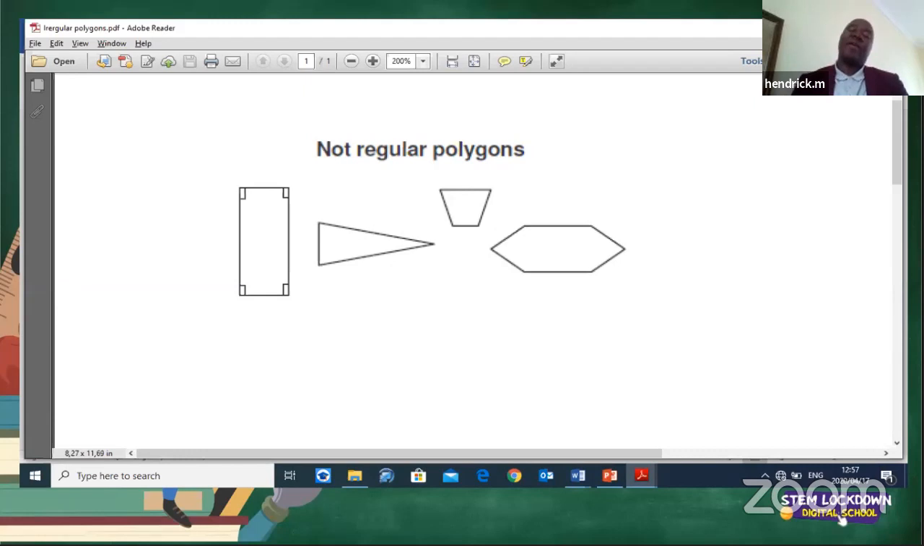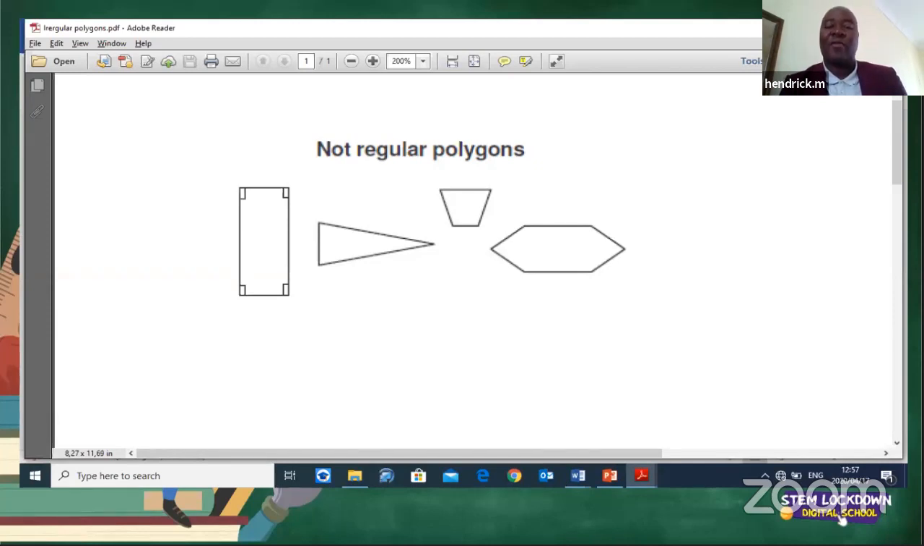You can see that we have about 4 polygons there, and we are saying that they are not regular. Why? Look at the first one, which is a rectangle. It has a length and a breadth. So obviously, all 4 sides are not equal. Although the angles are equal, not all sides are equal.